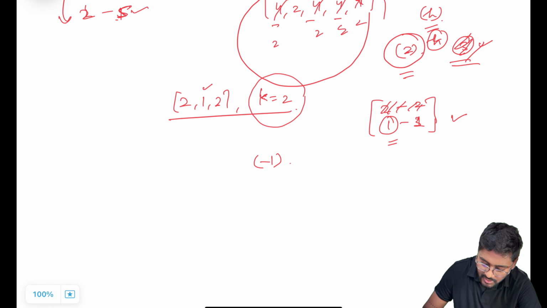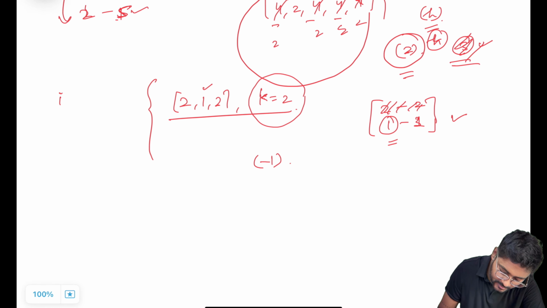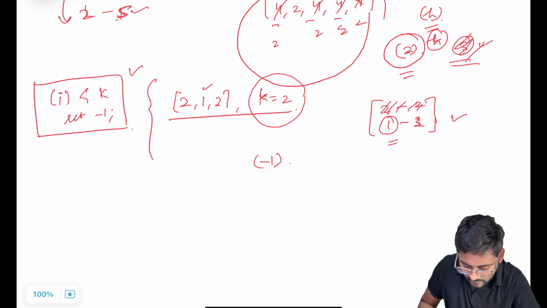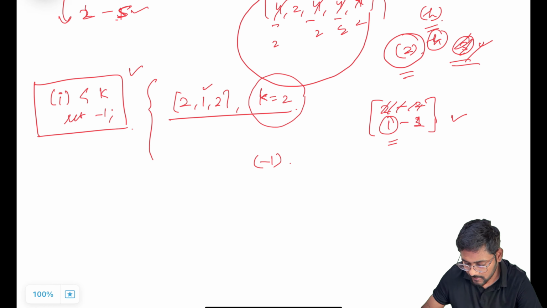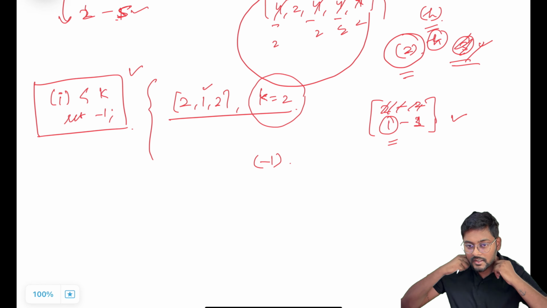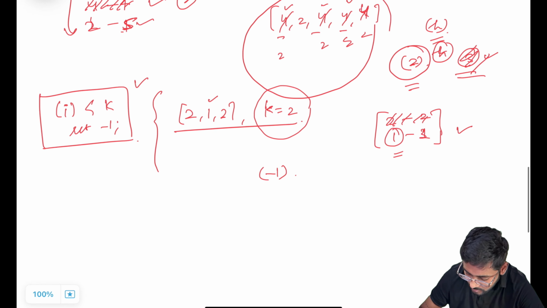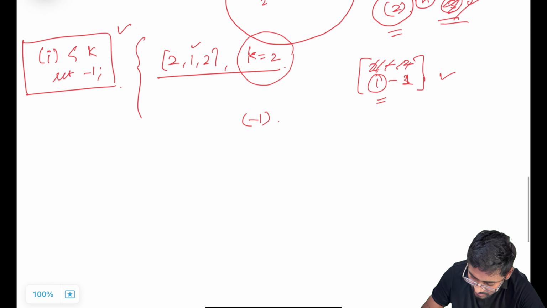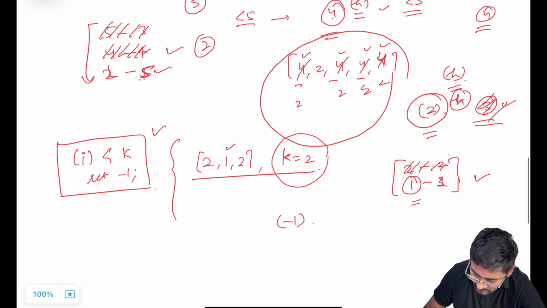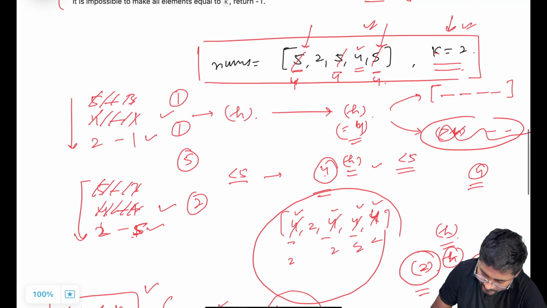If any element is less than k, then directly return -1. So this is one condition we have to put as our corner case. If any element is less than k, just return -1. Otherwise, what we have to do is, for every bigger element, let's say for the above example, 5, 3, 4, 1, 2, 1.